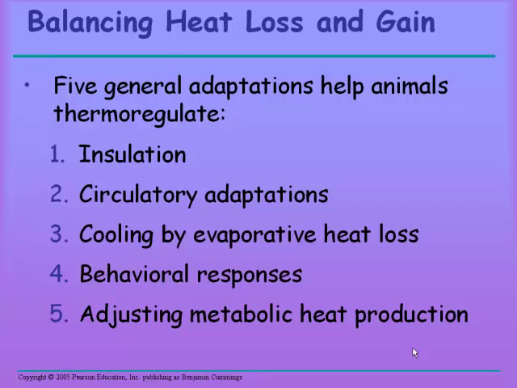So five general adaptations help animals thermoregulate: insulation, circulatory adaptations, cooling by evaporative heat loss, behavioral responses, and adjusting metabolic heat production.